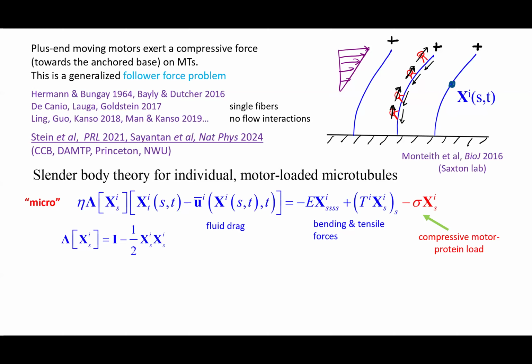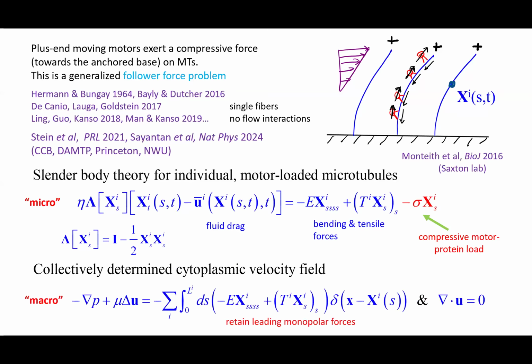And then this is the simplest model we could come up with, where we just say motors exert a force towards the base with some strength per unit length, sigma, along the tangent direction. So it's just a force pointing down the tangent, and that's it. So this is the micro part. Each of these guys has that equation, that PDE. And then we sum up all the forces in the fluid that are a consequence of that collective behavior, and we solve the Stokes equations.